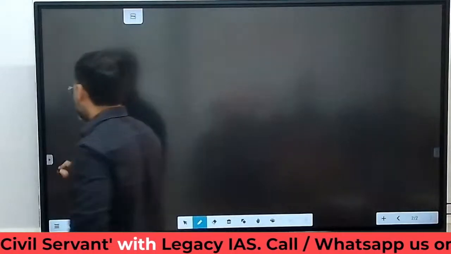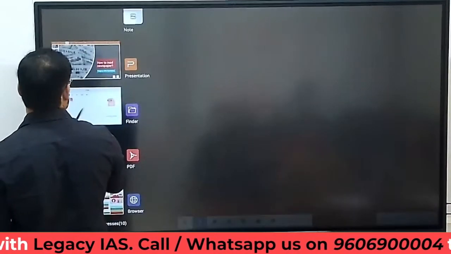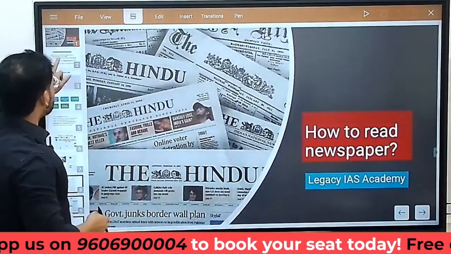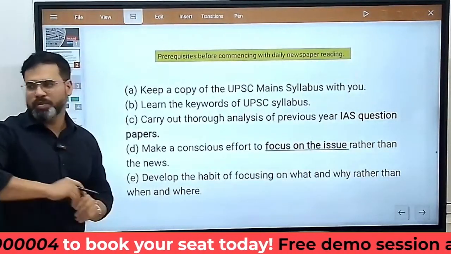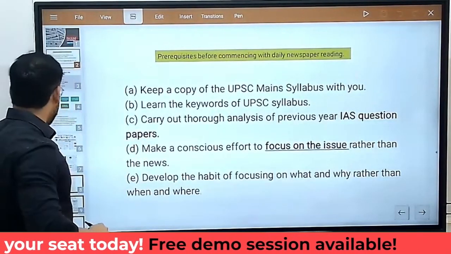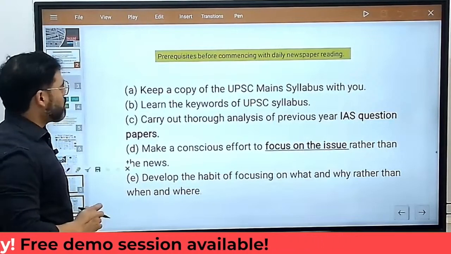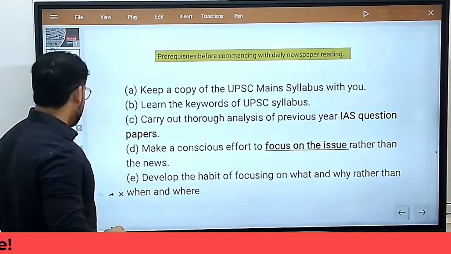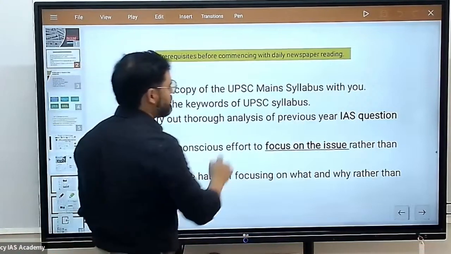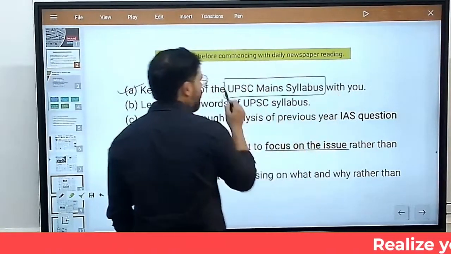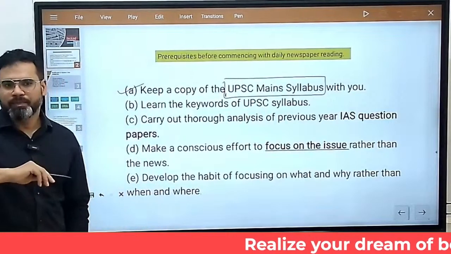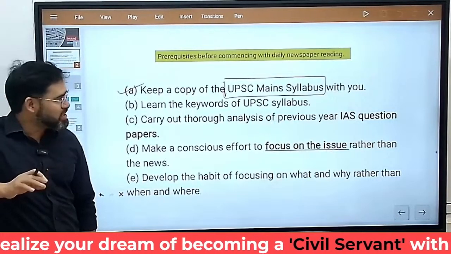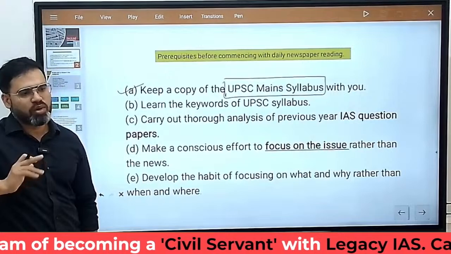Now, how to read the newspaper? First, the important things you need to have for the newspaper. The first important thing you require is to keep a copy of the UPSC syllabus with you. I told you all this. It is a very important thing: keep a copy of the UPSC Mains syllabus with you always. UPSC Mains syllabus should always be with you. Without this, you will not understand which news is important and which is not.